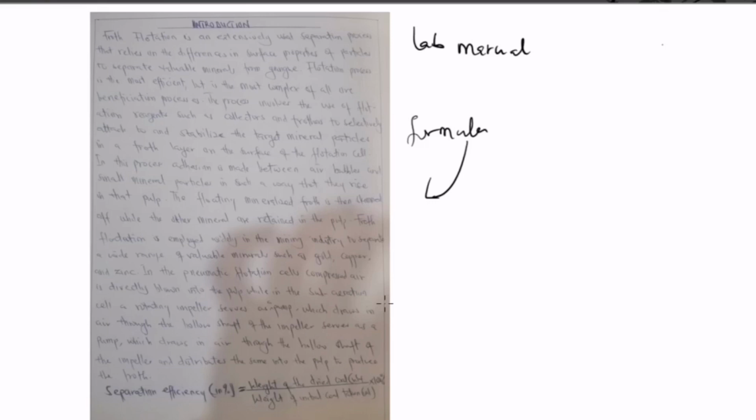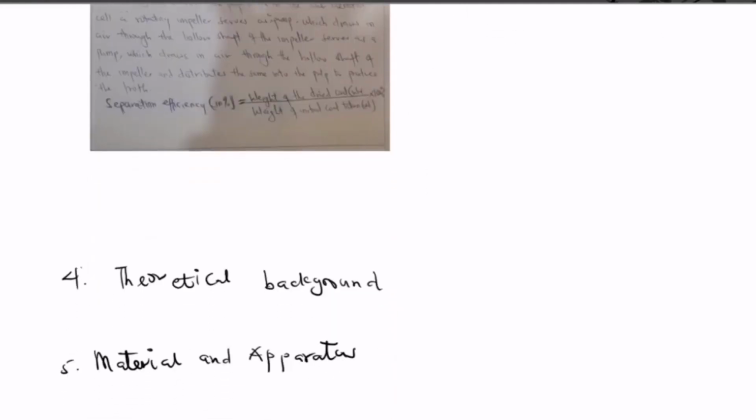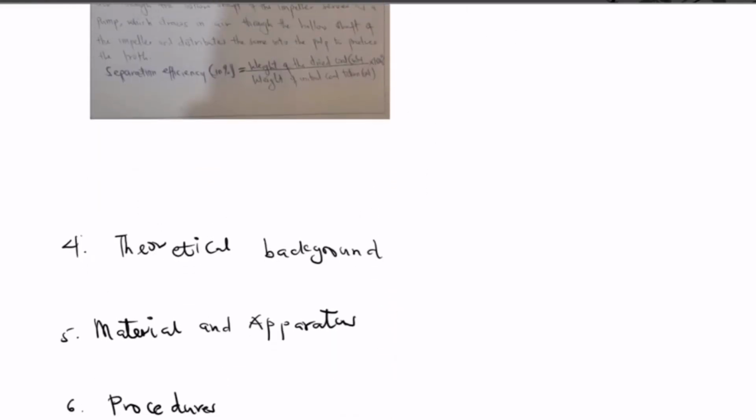Now let's move on to the theoretical background. This section establishes the scientific context of your experiment and discusses the relevant theories and principles that support your work. You need to discuss how the principles help the experiment to take place. Most of the time, the theoretical background is also in the lab manual. Just paraphrase it from the lab manual or generate your own theoretical background.